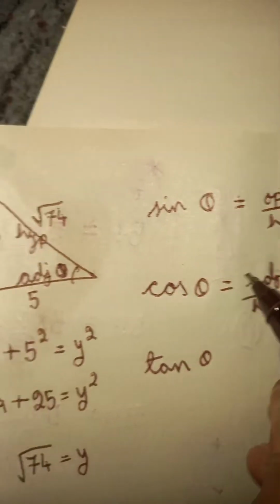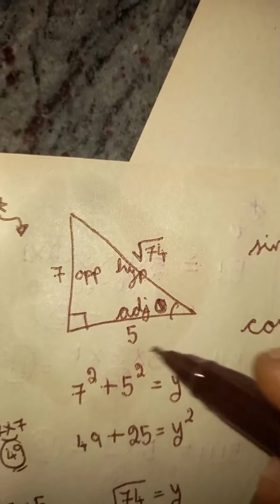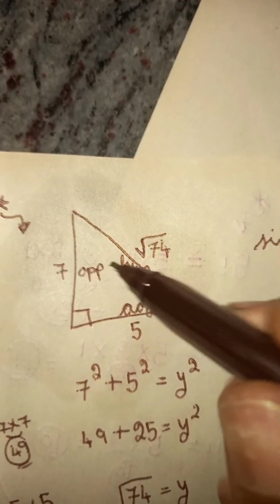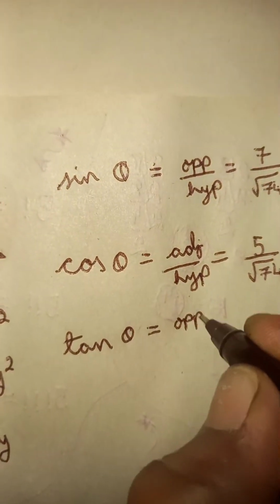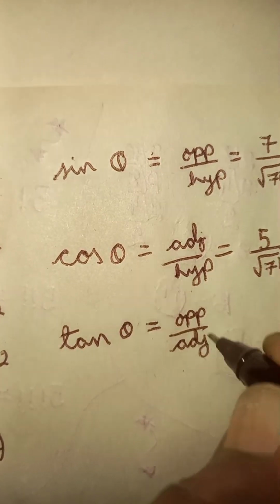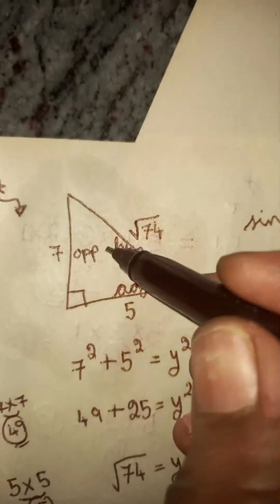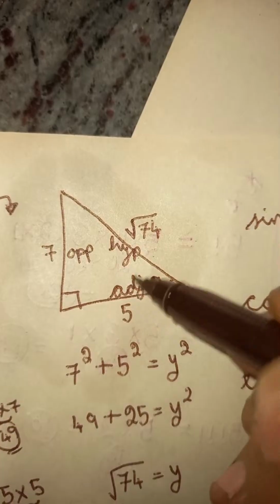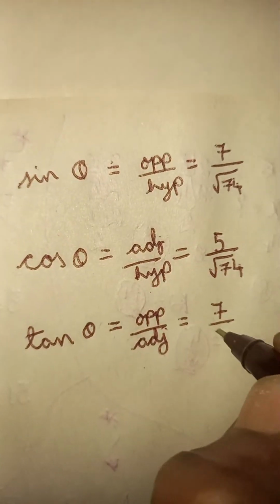Now tan theta means opposite by adjacent. So you're going to get it like this. Opposite is 7 units, adjacent is 5 units. It becomes 7 by 5.